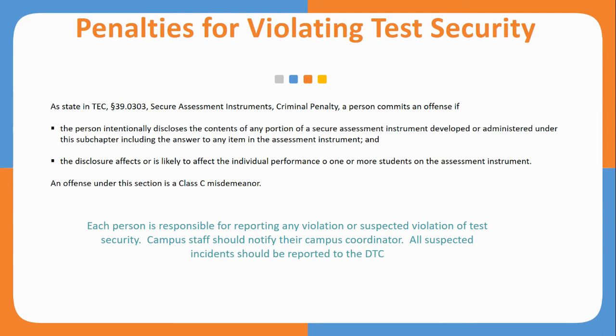A person who intentionally discloses the contents of any portion of a secure assessment instrument developed or administered under this subchapter, including the answer to any item in the assessment instrument, and the disclosure affects or is likely to affect the individual performance of one or more students on the assessment instrument, has committed an offense. This offense is a Class C misdemeanor.